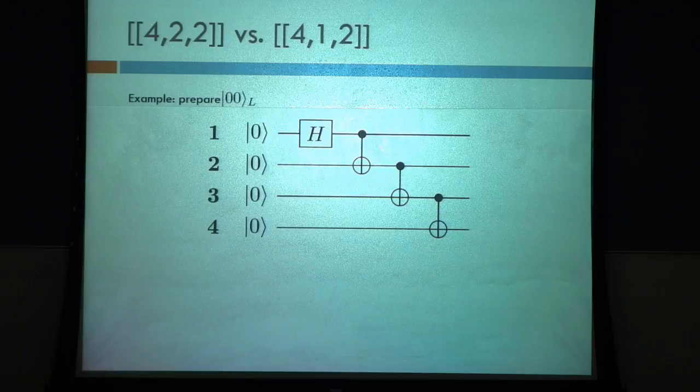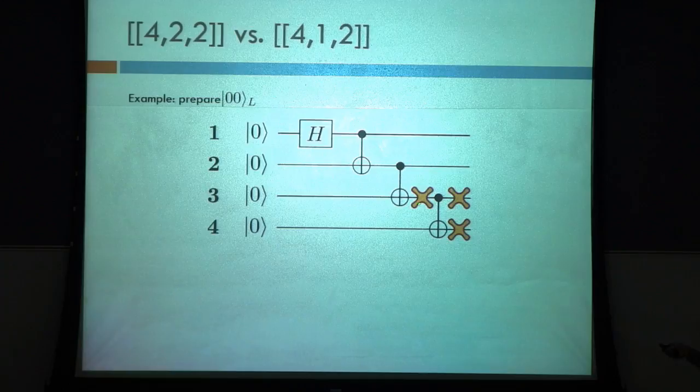So let's say I want to prepare the logical zero state. What I can do is start with all of my bits in a zero state, and then I apply the sequence of operations. But there can be errors. And these errors will also be propagated through these two-qubit gates, leading to possible two-qubit errors.